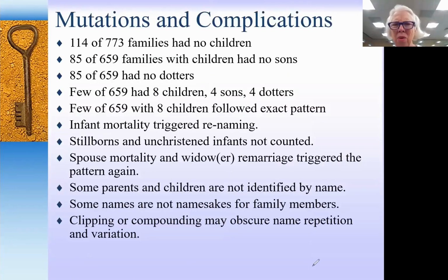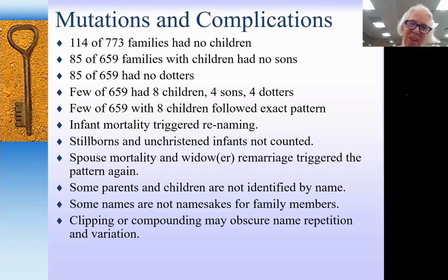So I want to talk about mutation and what causes mutations and complications. I hope that where I have these bars isn't blocking what you see on the PowerPoint, but since it's share screen, it might be. So let me try to move things out of the way a bit. Okay, so this page says mutations and complications. 114 out of 773 families had no children, so they had no way to implement the naming pattern, okay?